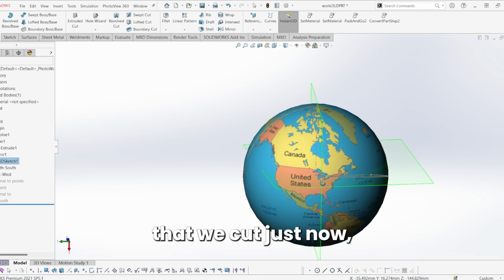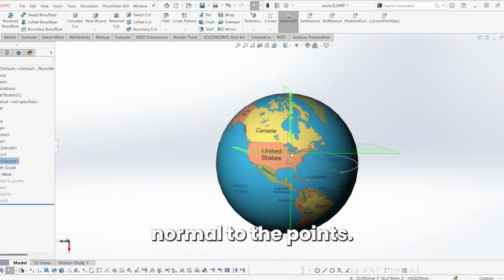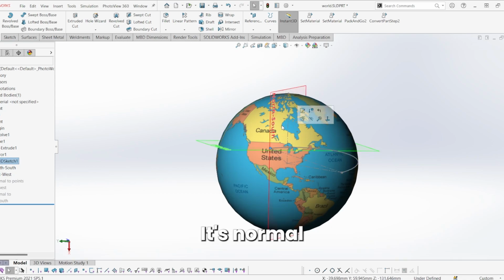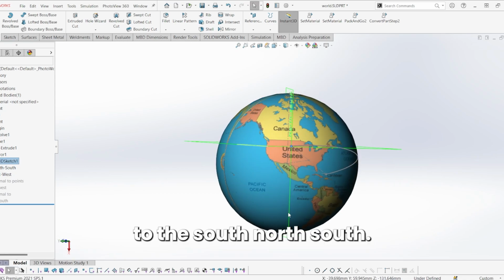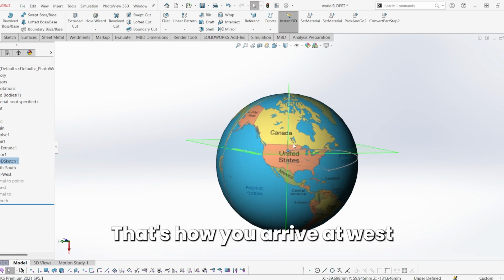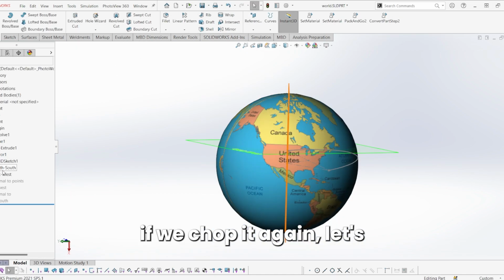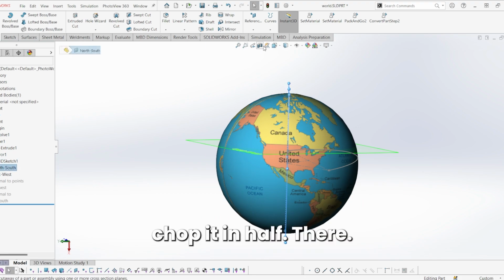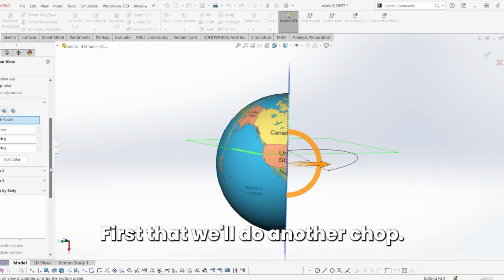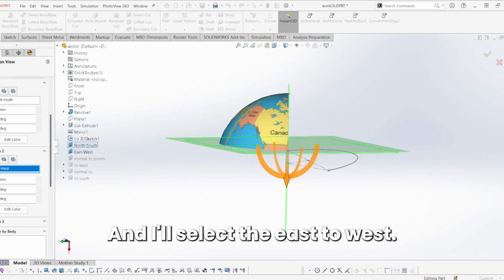The other angle that we cut just now, we cut normal to the points. This is no longer normal to the points. It's normal to the north-south plane or pole, right? That's how you arrive at west and east. So this is how we've arrived at this plane. And then what we'll find, if we chop it again, let's chop it in half there, reverse that, we'll do another chop, and I'll select the east to west, reverse that.